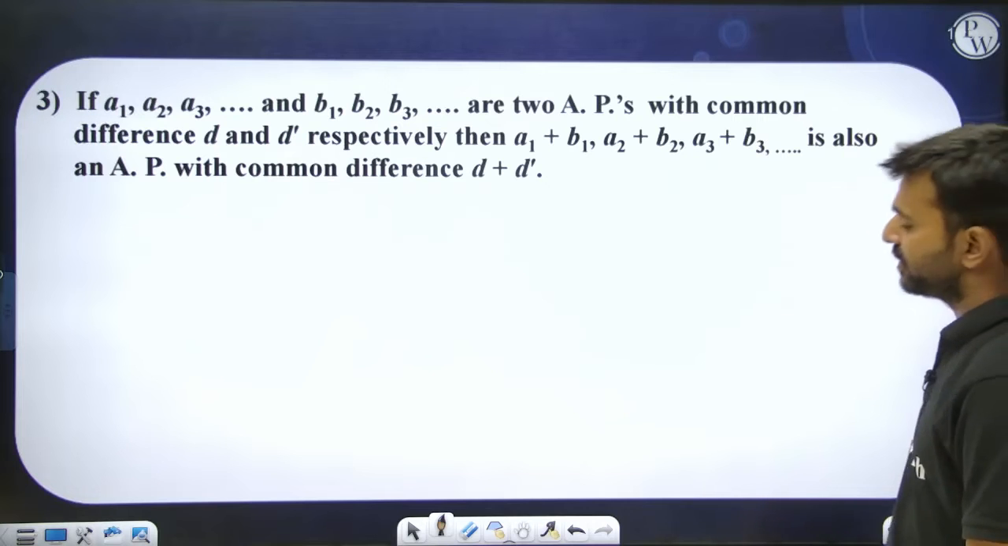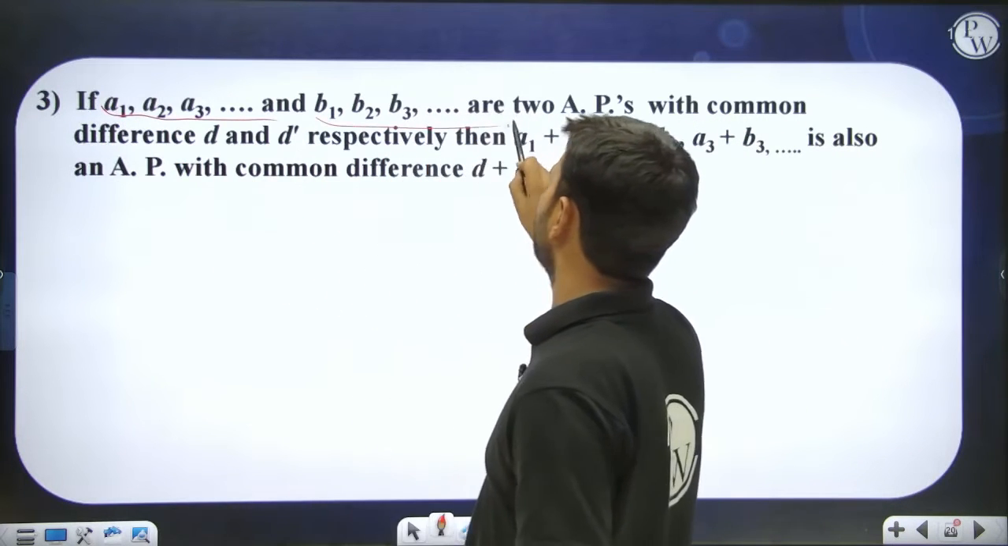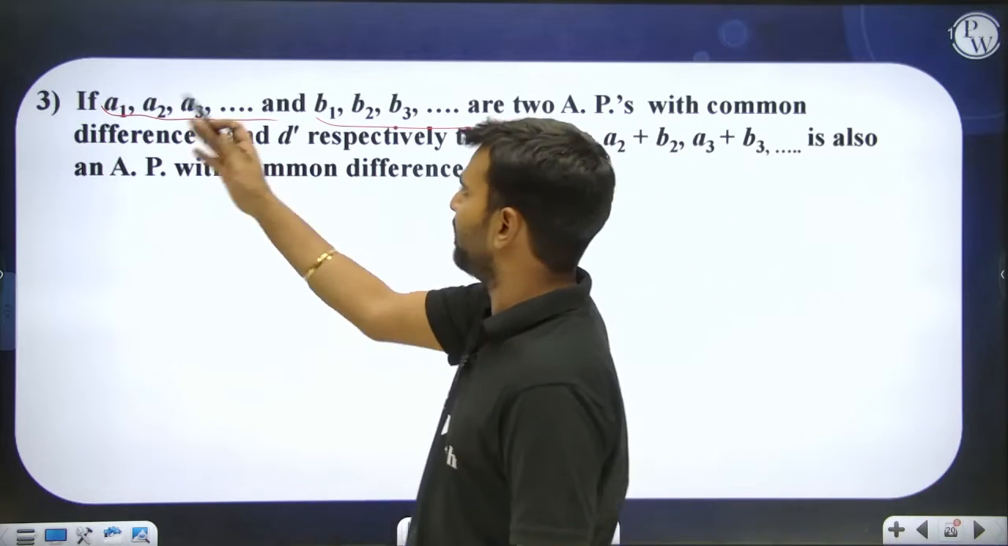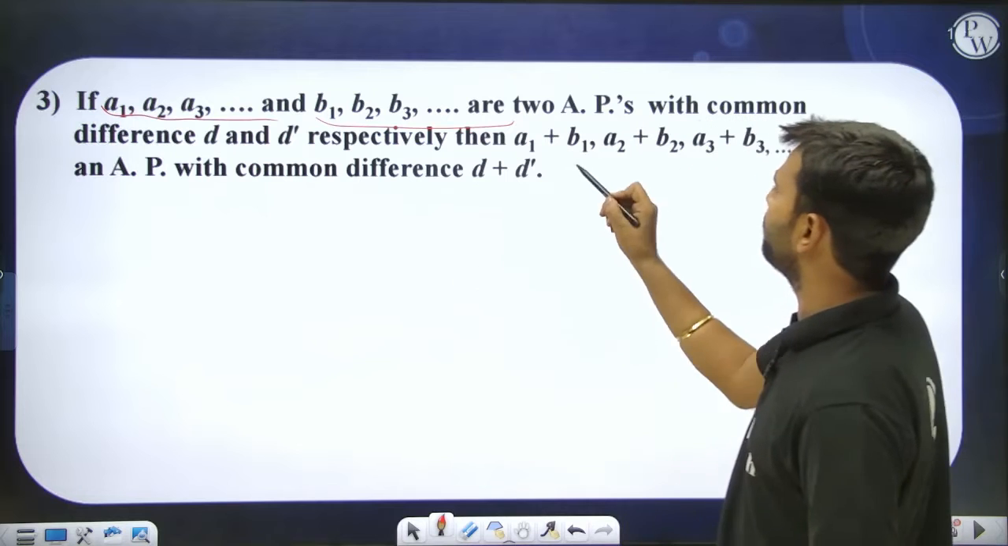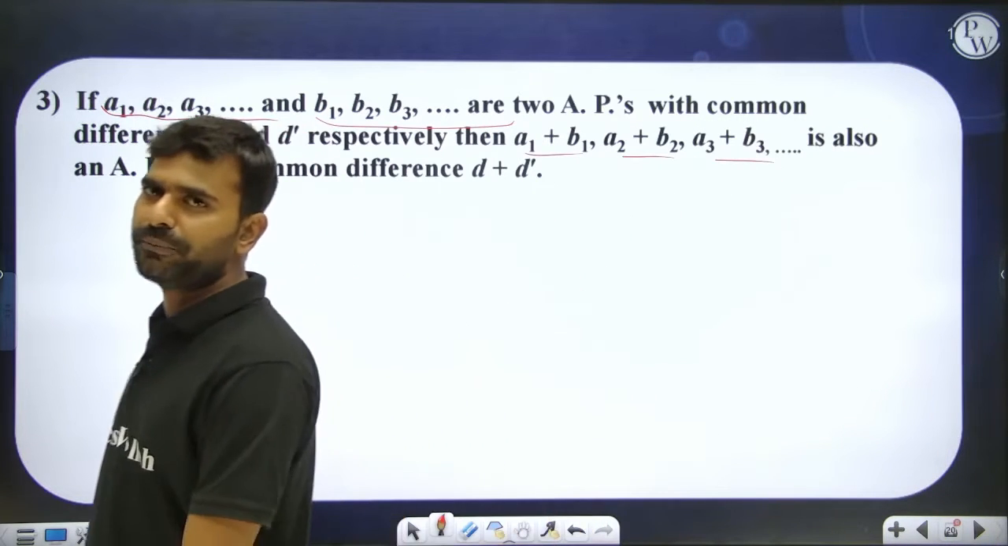Yes, let's say two APs are given to me, A1, A2, A3 and so on, and B1, B2, B3 and so on, and I am adding the corresponding terms, that means A1 with B1, A2 with B2, A3 with B3 and so on, getting a new sequence like this. Is this again going to be an AP? Yes.